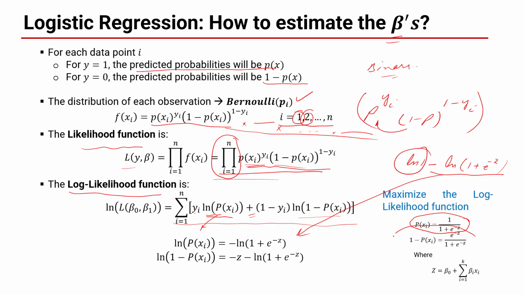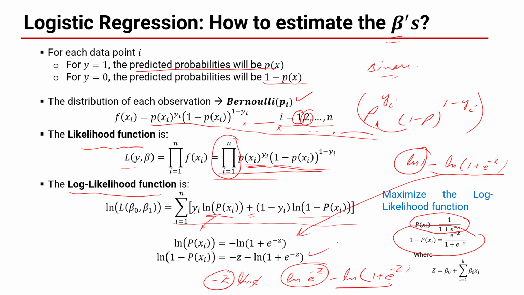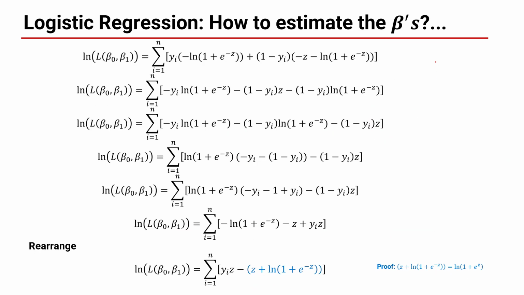Similarly, if we are going to apply the natural log ln, so ln e power minus z minus ln, so this is going to be 1 plus e power minus z. So if we apply it over here, we get minus z ln e, and they cancel out, so we get the minus z minus this one, so that is over here. Okay, so if we put these values in this particular equation, this is what we are going to get.